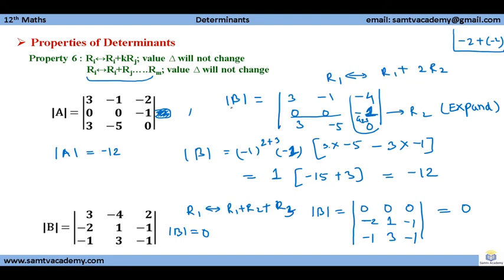Now if we take another determinant, naming it B, and we are doing our operation, what operation are we doing? We are taking this property, and we are replacing R1 with R1 plus 2R2. Okay, 2R2 means you have to multiply R2 by 2 and then add it to R1, but you are not going to replace R2, you are only going to replace R1.